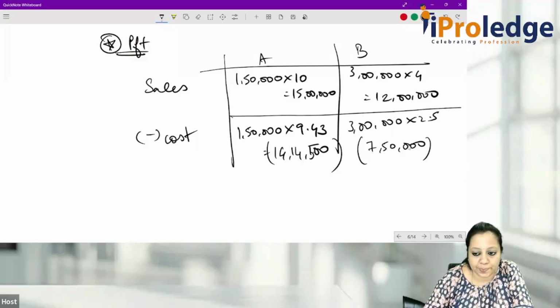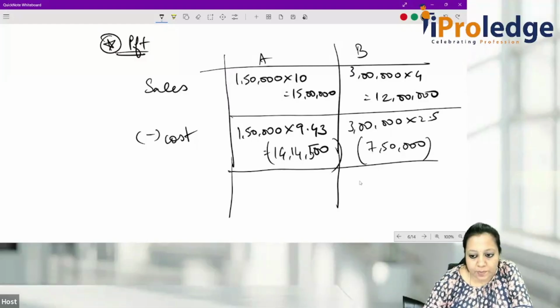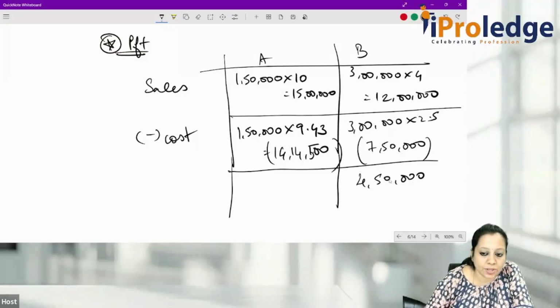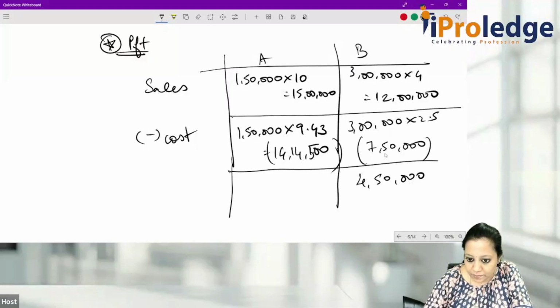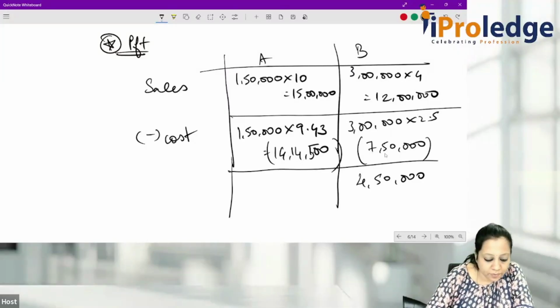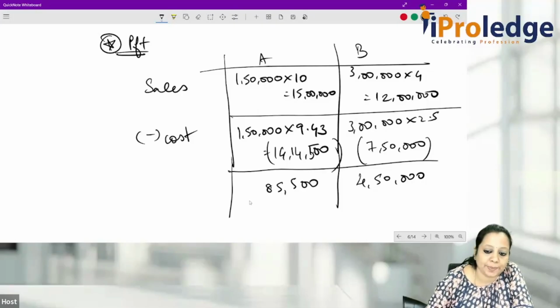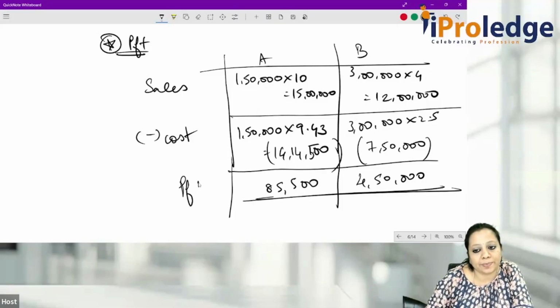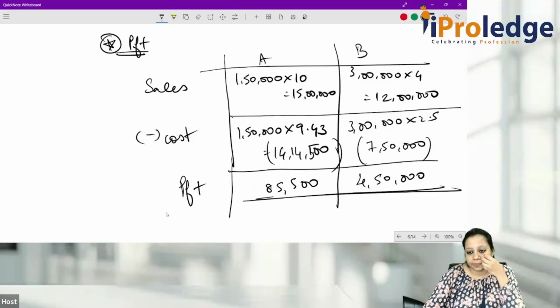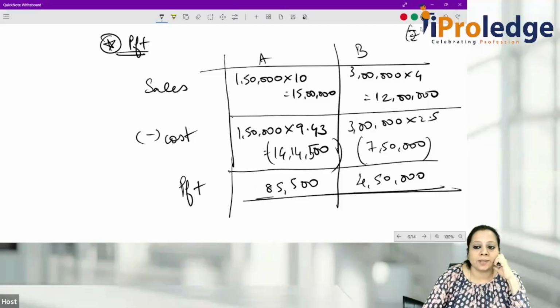This is 4,50,000. The other one, please do the calculation. 85,500. Thank you. This is the profit. So all amounts are in rupees.